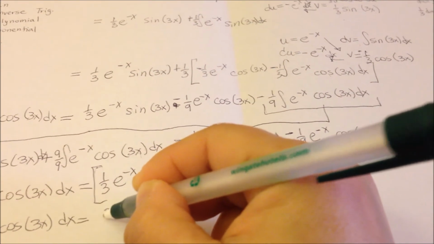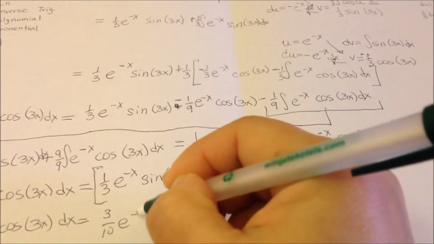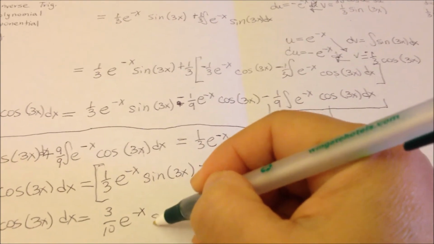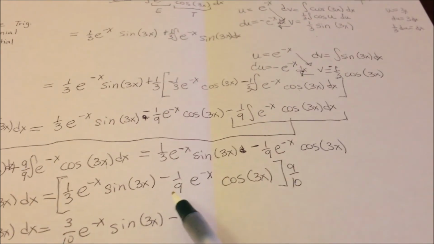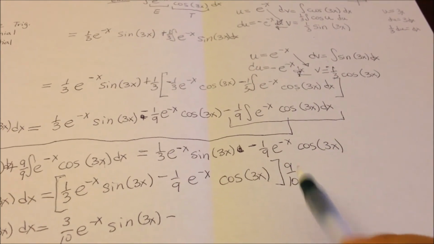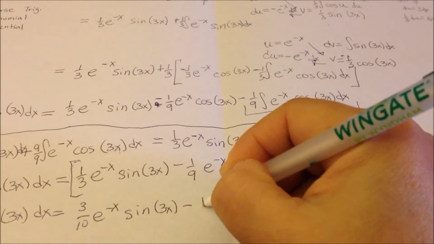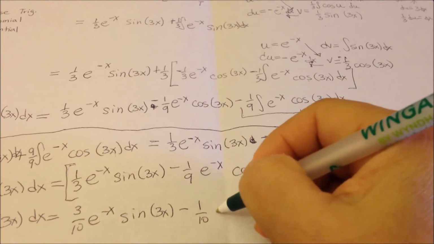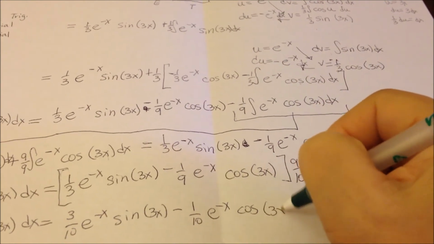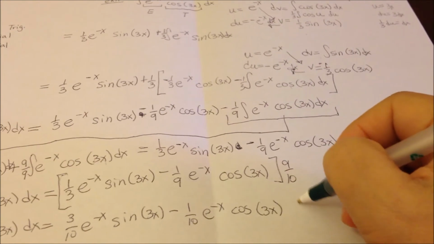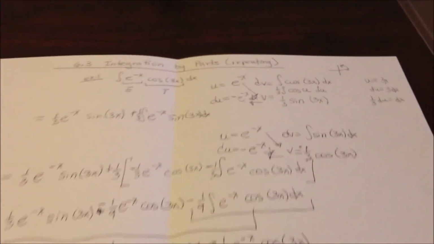So that becomes 3/10 e to the negative x sine 3x minus, and then 1/9 times 9/10 becomes what? 1/10. So it becomes 1/10 e to the negative x cosine 3x. And then you're done. So then we need the plus c, of course, because we're done with the problem. Okay? So let me just walk you through quickly, because this is a long process right here.